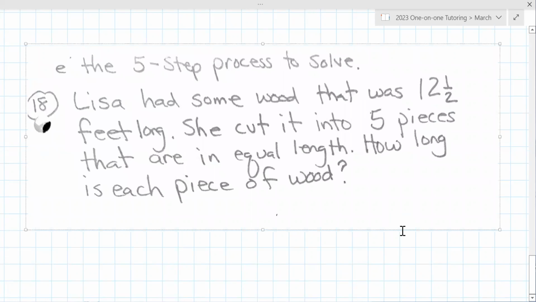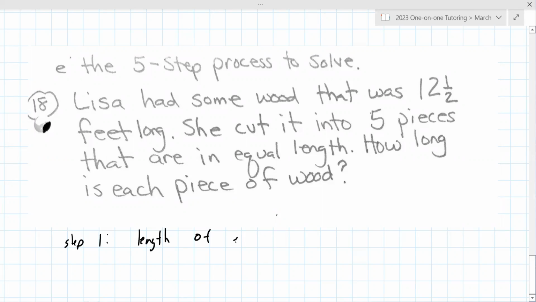Lisa had some wood that was 12.5 feet long. She cut it into 5 pieces that are equal in length. How long is each piece of wood? All right, so step 1 here. What do you say for step 1? How long is each piece of wood?